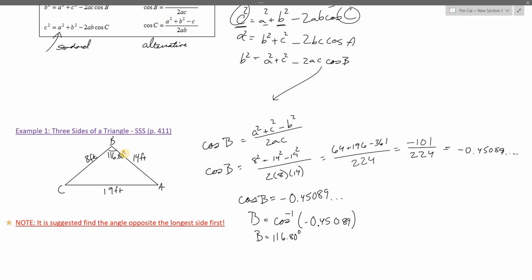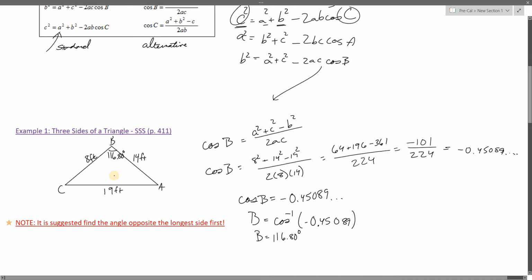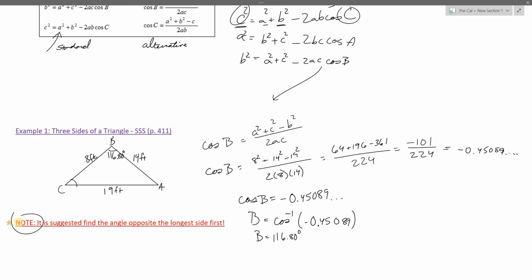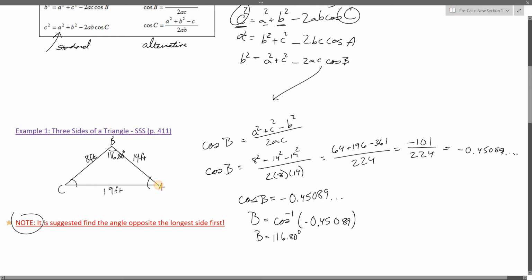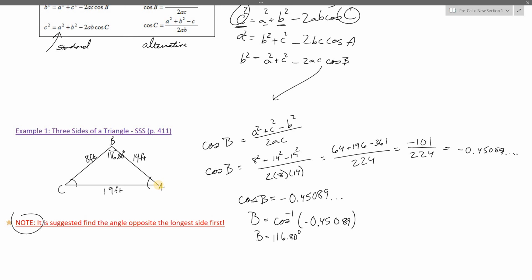Now, if we're going to find all the pieces of this triangle, we need to find another angle. Since we now know angle B and side B, we can start to use our law of sines again. So let's find C. By the way, I wanted to make a point of this. The reason we mentioned the note here is that it is suggested to find the angle that's opposite the longest side first. It tells me that my other two angles have to be acute. Thinking about that logically, you can't have more than one obtuse angle in a triangle.